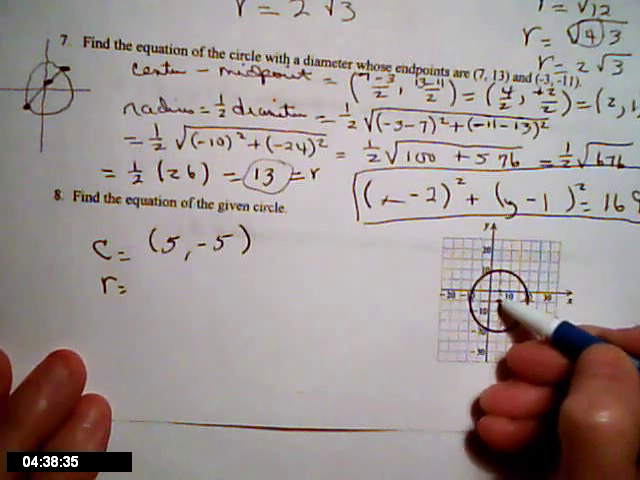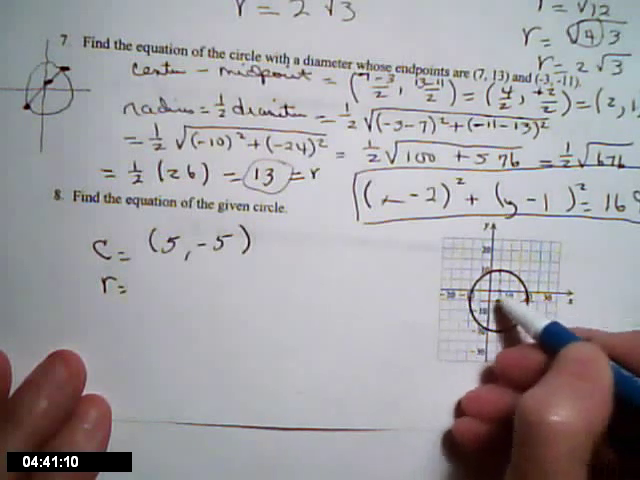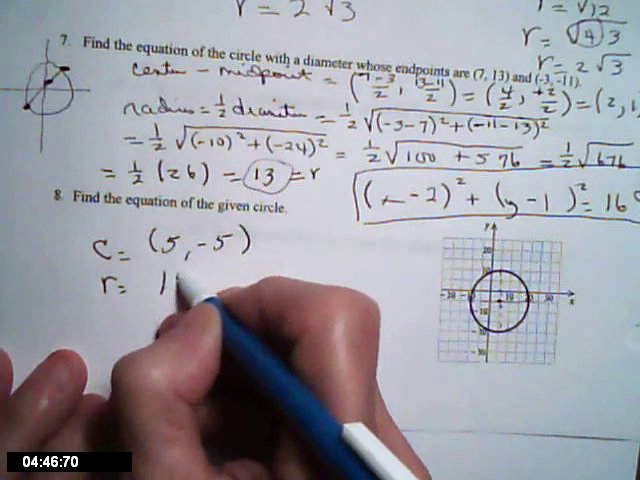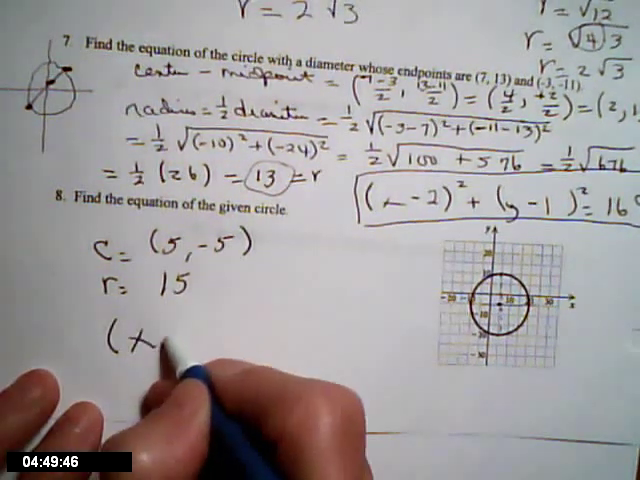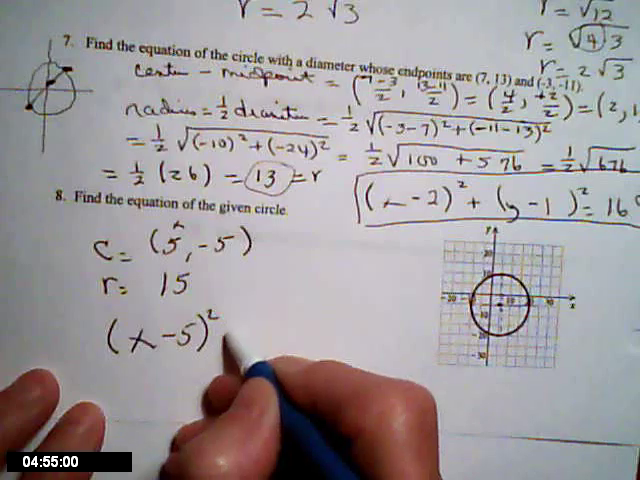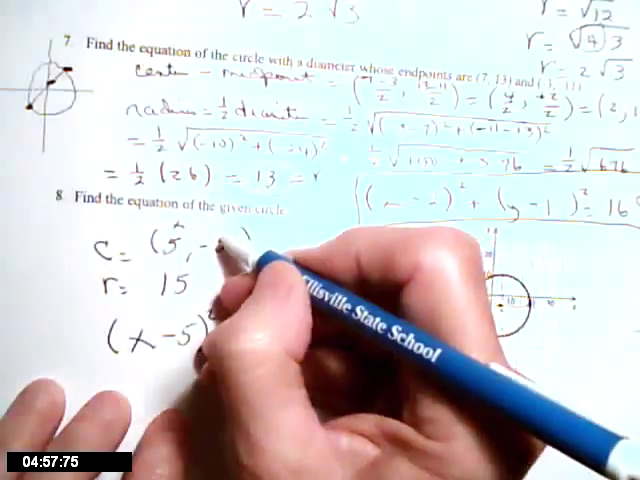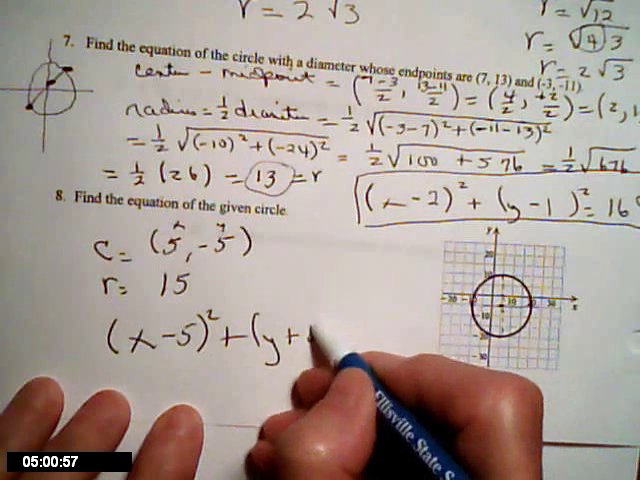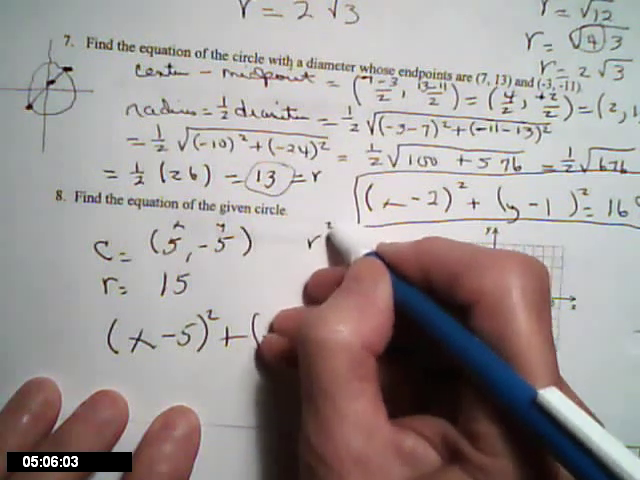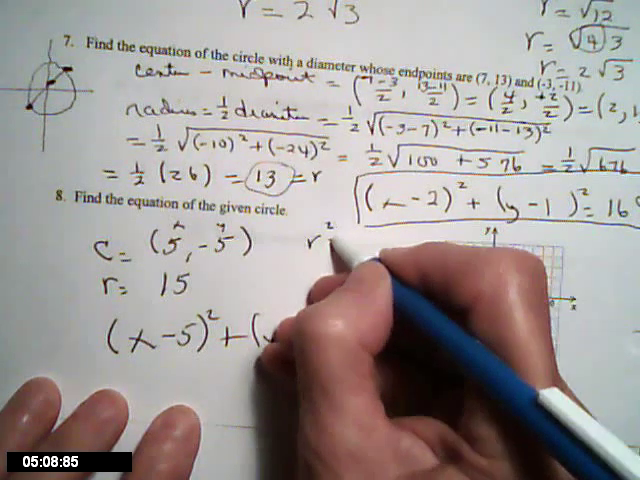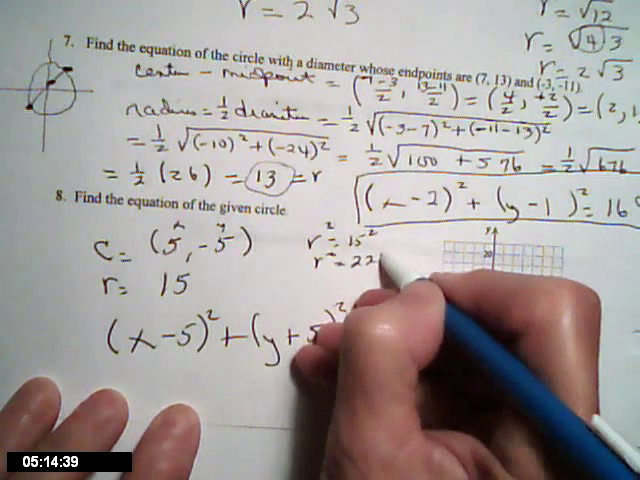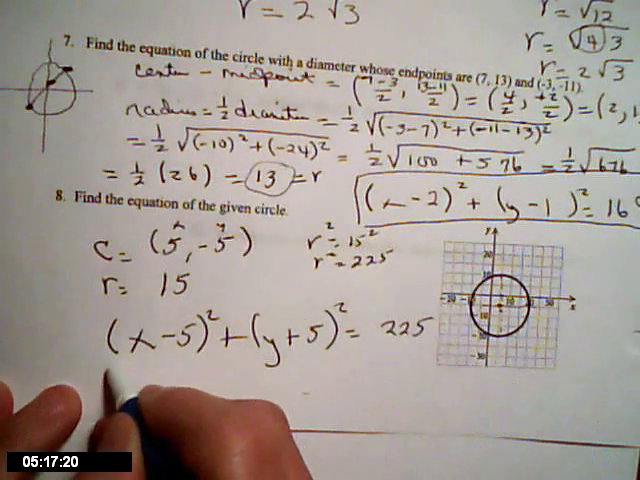My radius would be the distance from this center point to any outside part of the circle. Counting by 5s, that would be 5, 10, 15. So my equation would be x minus 5, changing the sign of that x, plus y, change the sign of this y, plus 5 squared equals radius squared. And if r is 15, then r squared would be 15 squared, which would be 225. So that's my equation right here.